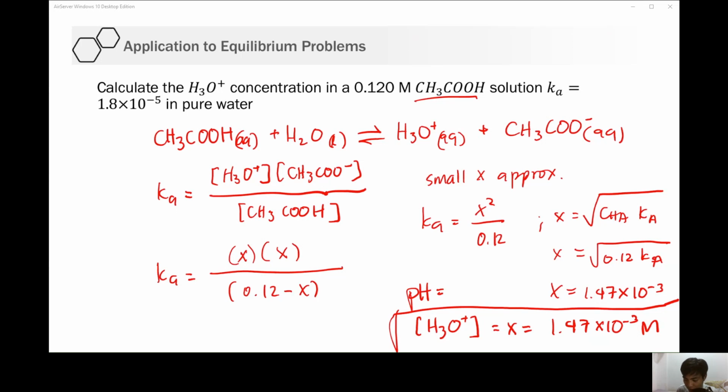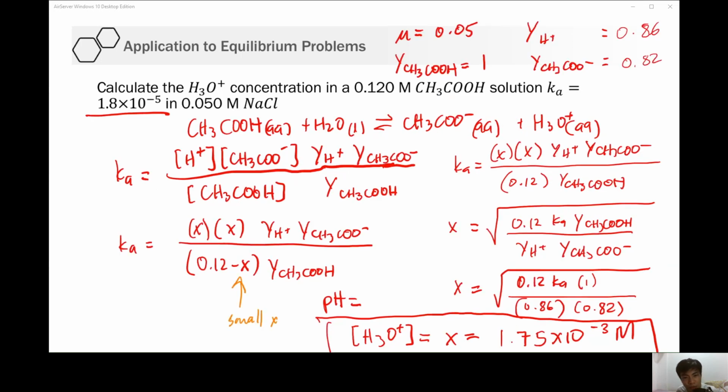For the acetic acid in water, that's negative log 1.47 times 10 raised to negative 3. The pH is 2.83. Okay, so that is the pH in this solution if it is in water. However, if you add salt, what happens? It becomes more acidic. Okay, so let's solve for the pH.